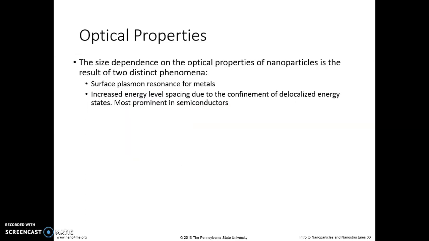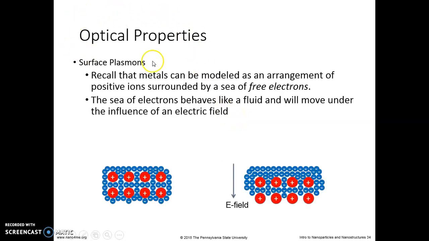Next, optical properties. Here, the size dependence of the optical properties of nanosized materials has two important distinct phenomena. One is surface plasmon resonance for metals, and the next one is increased energy level spacing due to confinement of delocalized energy states, most prominent especially in semiconductors. Here, in the optical properties, we are initially explaining the surface plasmon.